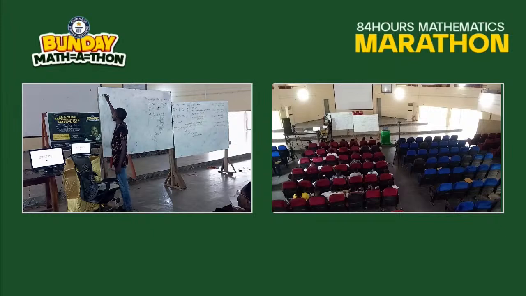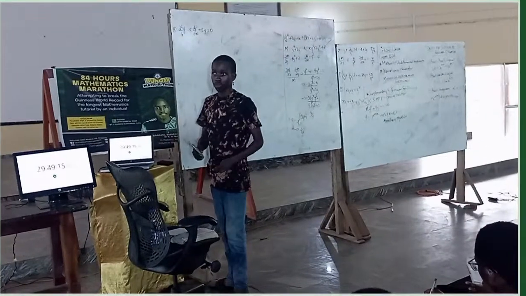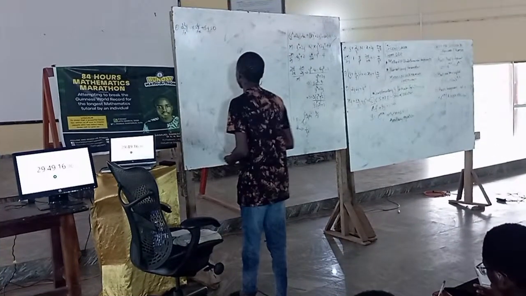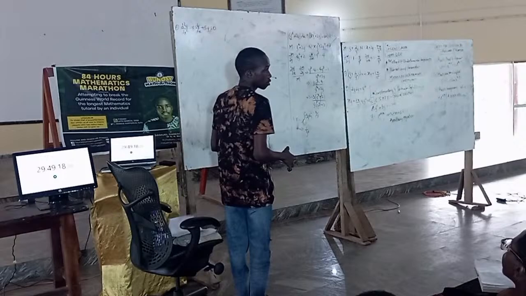d squared y over dx squared minus 8 dy/dx plus 15y equals to what? 0. So we want to solve this. Are we together? Let's start.